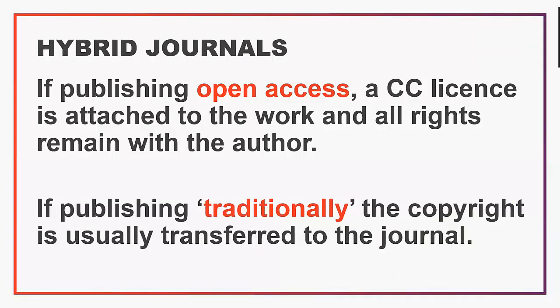In terms of copyright, what that means is within hybrid journals, there are two situations really. If you pay to make your paper available open access within a hybrid journal, then you will retain the copyright as the author, like you would when publishing in a fully open access journal. And as I said, when we spoke about fully open access journals, you would give the journal a license to publish your work, and a Creative Commons license is attached to the work with all the rights remaining with you. However, if you publish traditionally within the hybrid journal, so behind a paywall, it works the same as the subscription journals we just spoke about. So copyright would usually be transferred to the journal.